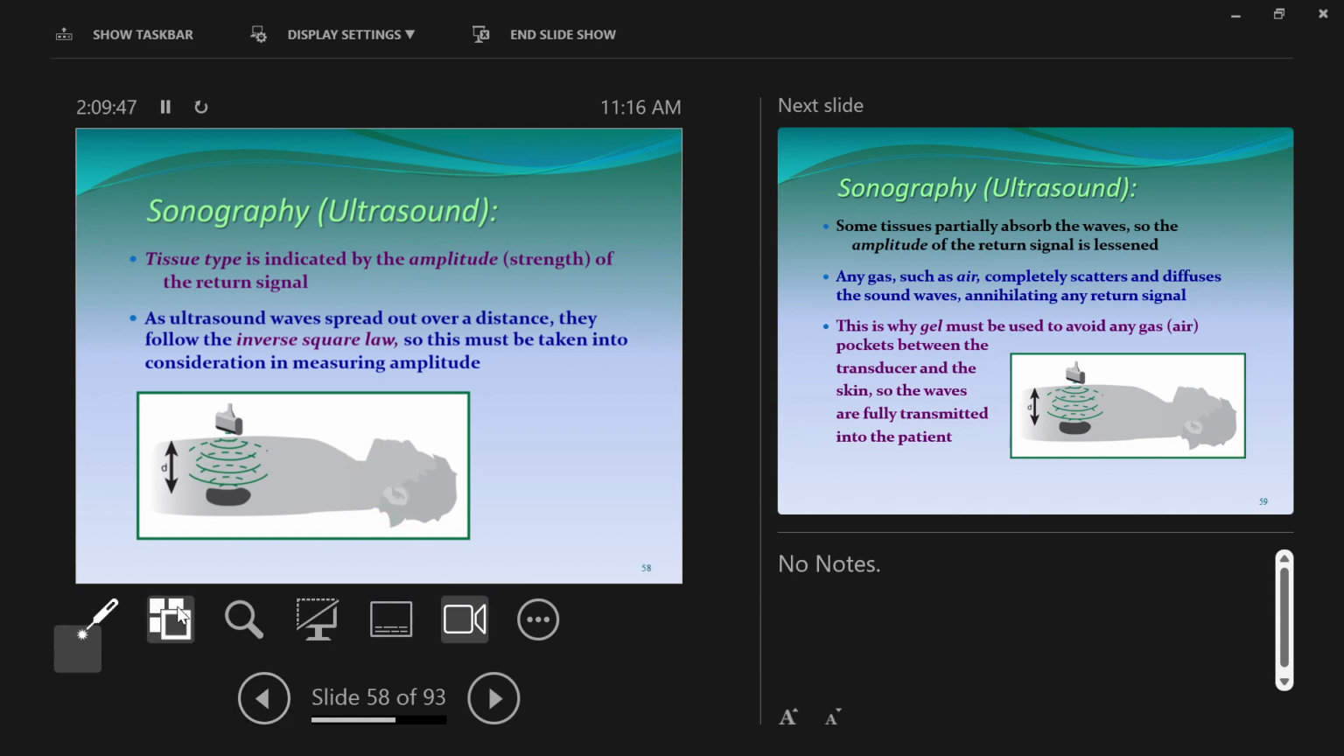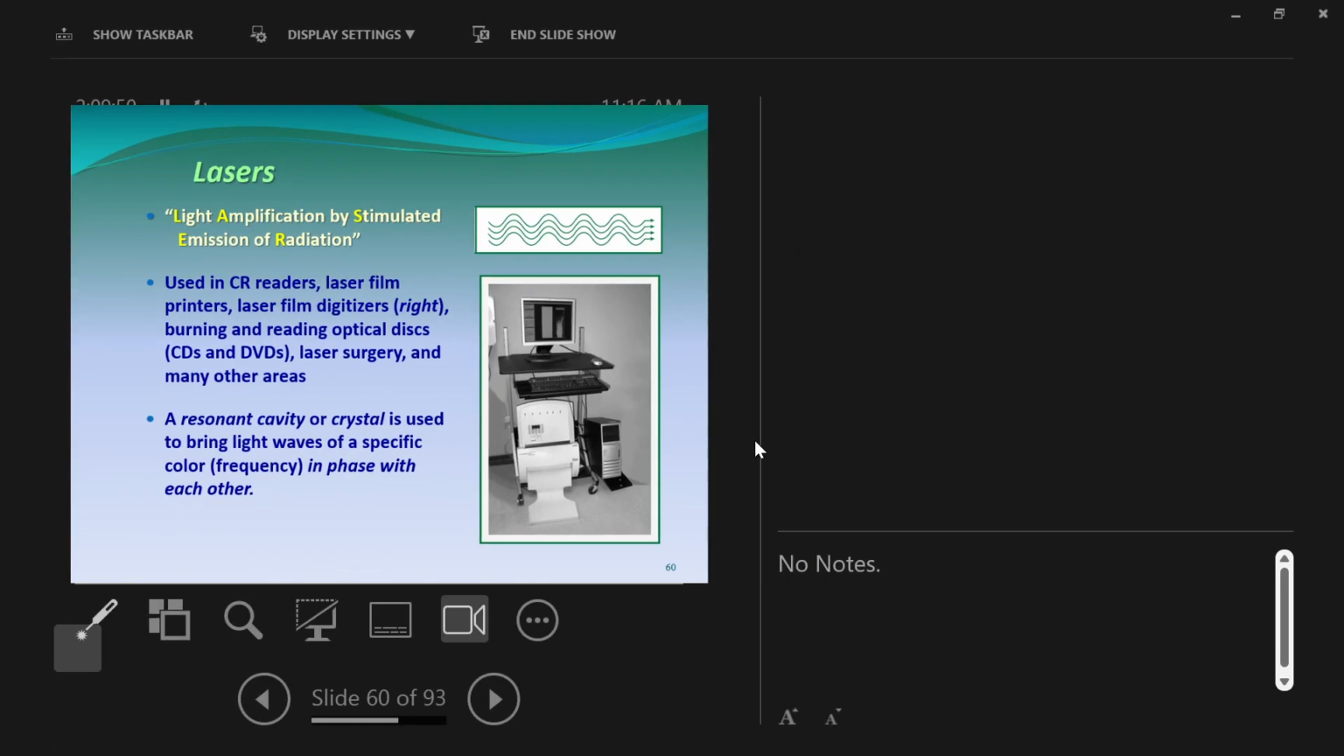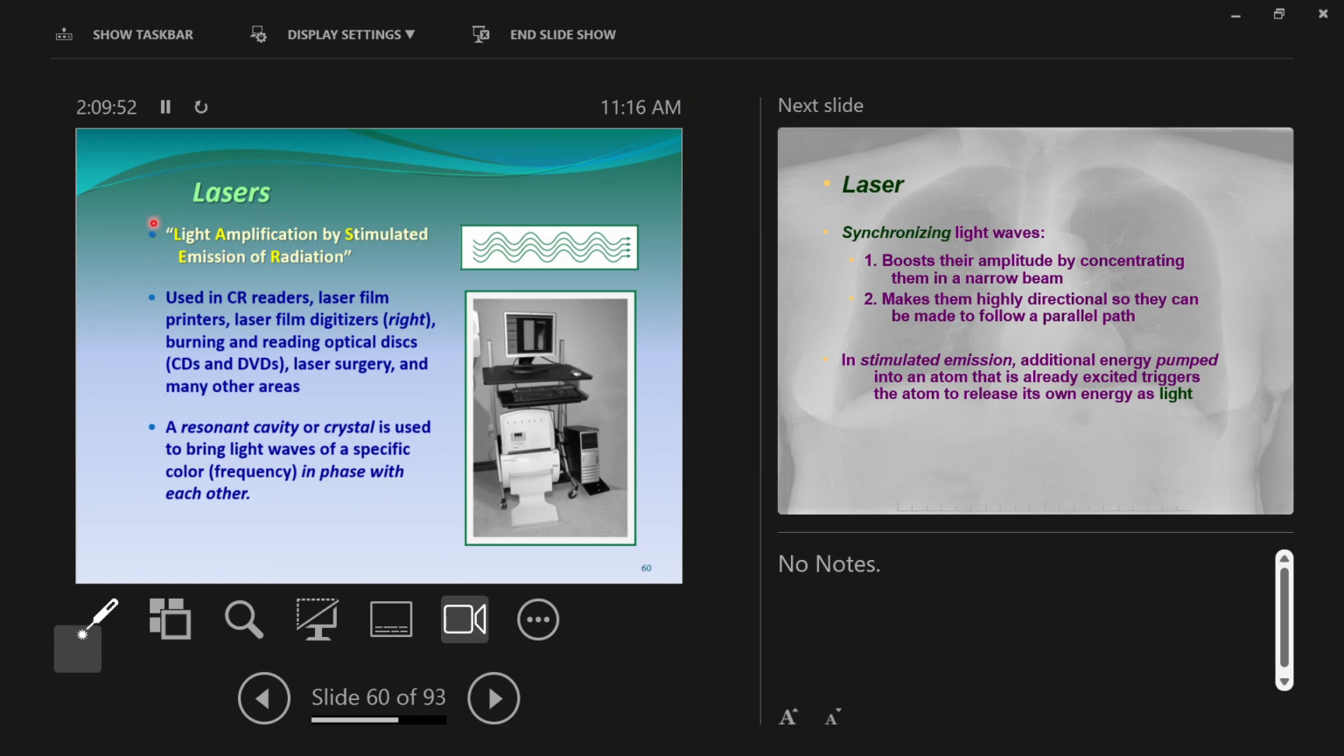Okay, so sound waves are an option. Laser light, by the way, laser stands for something. Light amplification by stimulated emission of radiation, or laser. Okay, lasers use visible light, but they amplify the visible light and line it up in such a way that these light waves don't spread out as they travel. If you've ever seen a laser, they just point in one direction, right? Make a little dot.